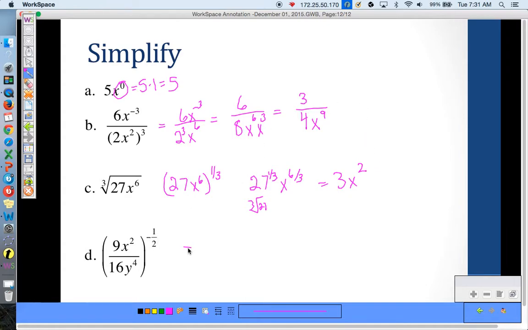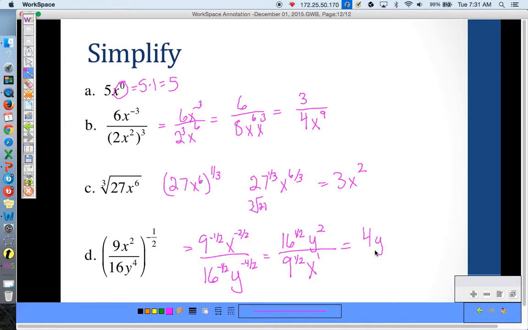And let's distribute this. We got 9 to the negative 1/2, x to the negative 2 over 2, 16 to the negative 1/2, y to the negative 4/2. If we make those exponents positive, they'll flip sides, so x to the first, 16 to the positive 1/2, y squared. So we have 4y squared over 3x.